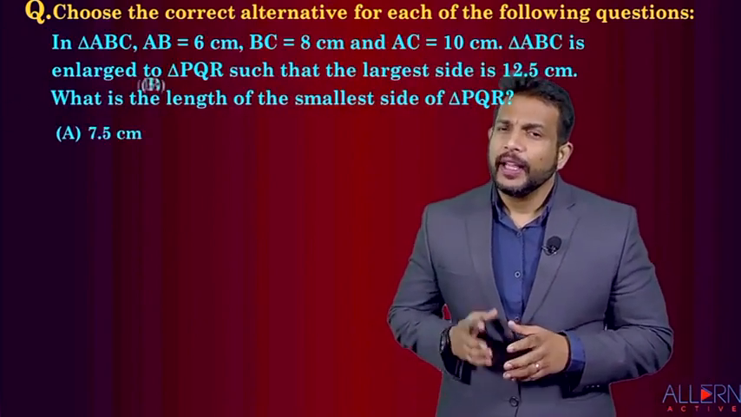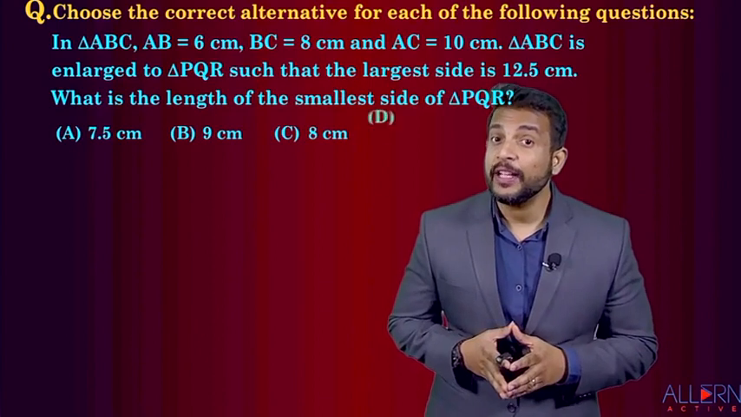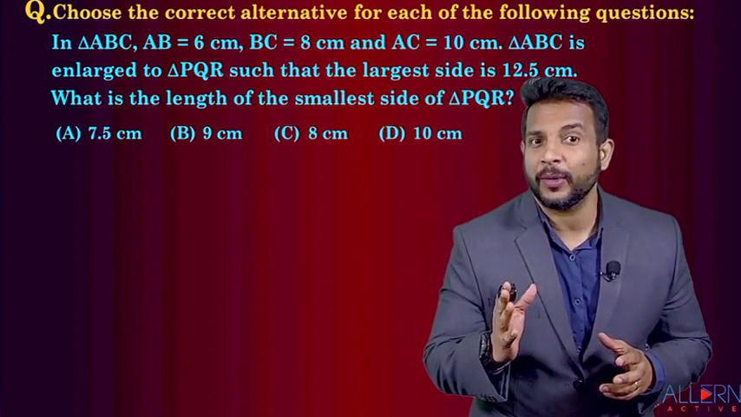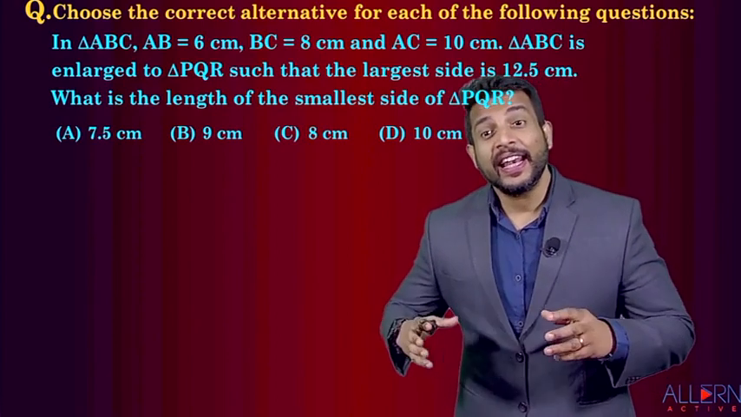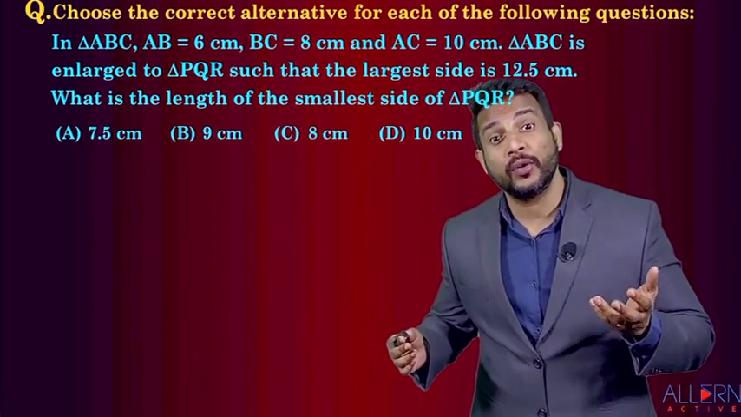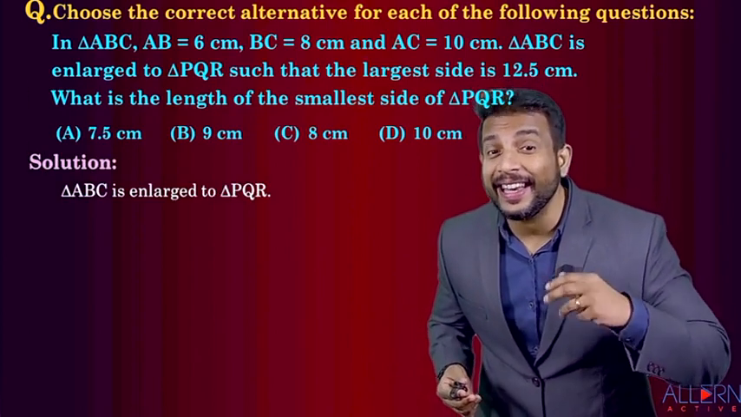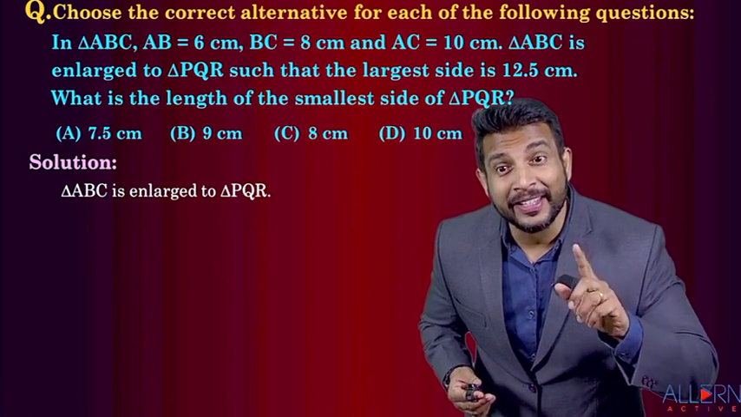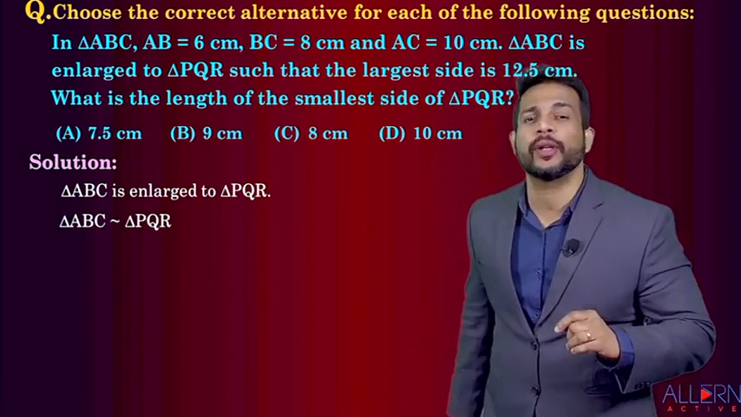Let's see that. In the sum, they say that in triangle ABC, AB is equal to 6 centimeter, BC is equal to 8 centimeter, AC is equal to 10 centimeter. All the three sides given. Triangle ABC is enlarged to triangle PQR. Now that triangle is enlarged. Now remember, when I'm saying that it is enlarged, the shape remains the same. Only the size differ. That means they are similar. Remember that.